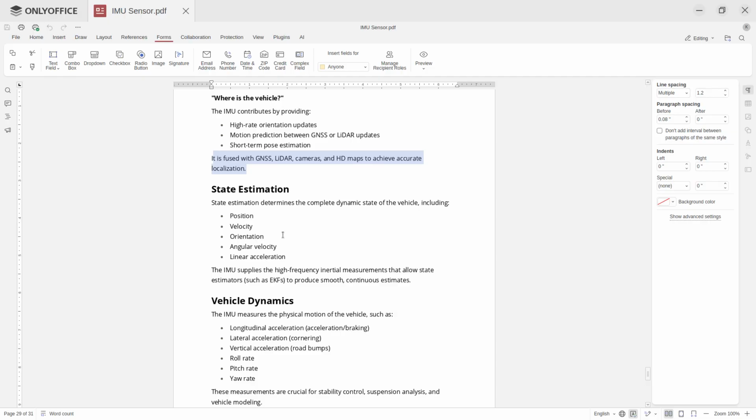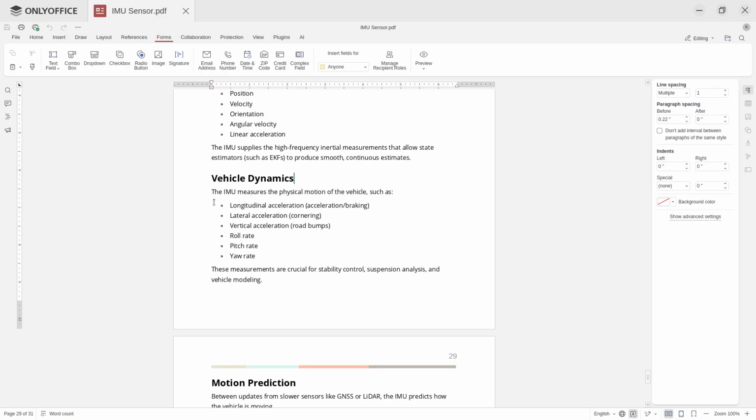So what basically you do is, suppose you have data from IMU and GNSS, and then you feed it to Kalman filtering. Then, as we saw earlier, suppose we go inside a tunnel and we lose GNSS data. With the help of IMU data, we have data from the accelerometer and gyroscope, so we can estimate how the next states will be, right? So with that we can estimate the position after some time. The IMU supplies the high frequency inertial measurements that allow state estimation such as EKFs, extended Kalman filters, to produce smooth continuous estimates.